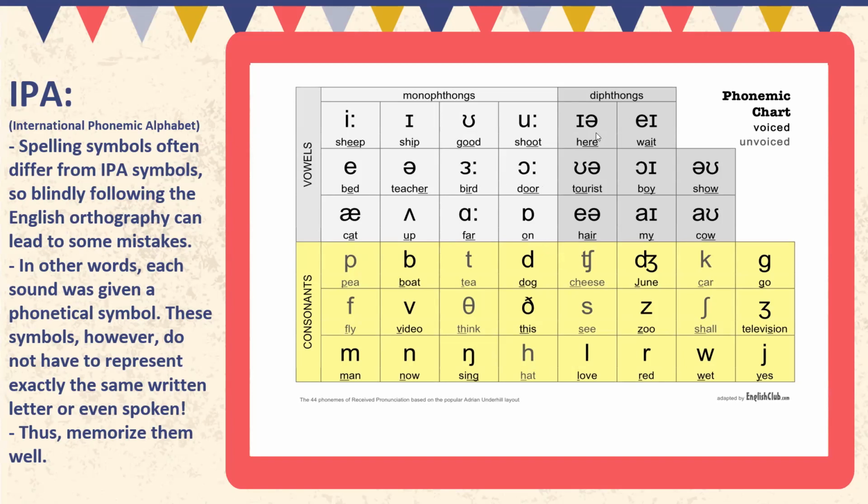Then we have the diphthongs. We have ia. Okay, this is ia, like here. We have oa, like tours. We have ea, like hair. A, like weight. This is A, like also eight, the number. Oi, like boy or oil. I, like my or I. Okay, the organ that we can see with, the eye, we also pronounce it as I. We have O as in show, and we have ow as in cow.